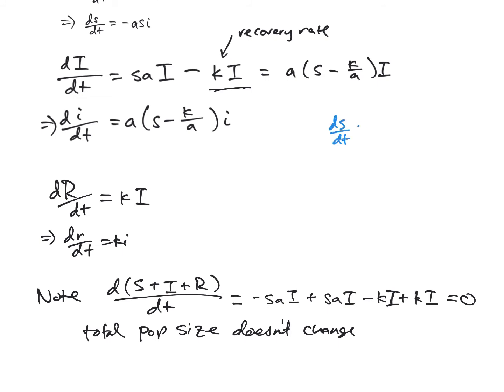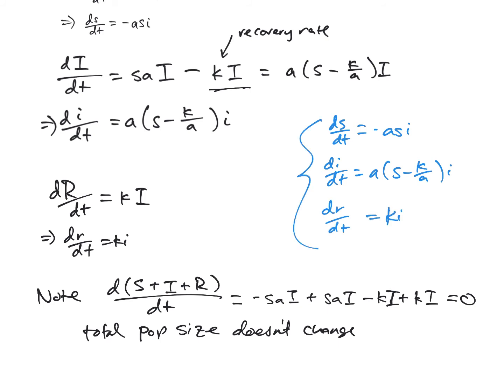dS/dt is negative aSI, dI/dt equals (aS minus k) I, and dR/dt equals kI. So this is our system of equations. Now, why do we model things? It's to know what's going to happen as time goes on.